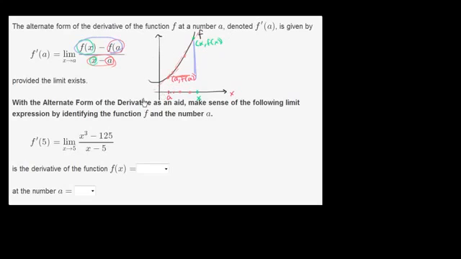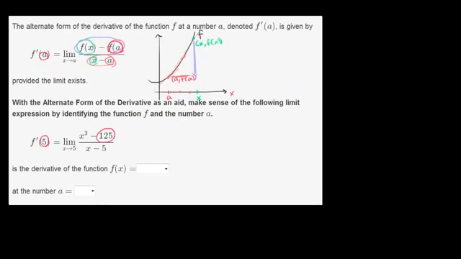So with all that out of the way, let's try to answer their question. With the alternative form of the derivative as an aid, make sense of the following limit expression by identifying the function f and the number a. So right here, they want to find the slope of the tangent line at 5. Here they wanted to find the slope of the tangent line at a. So it's pretty clear that a is equal to 5, and that f of a is equal to 125.